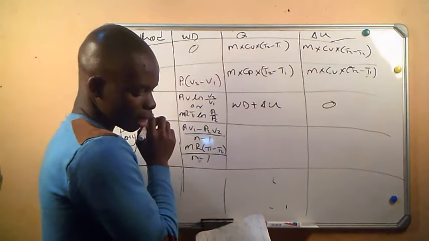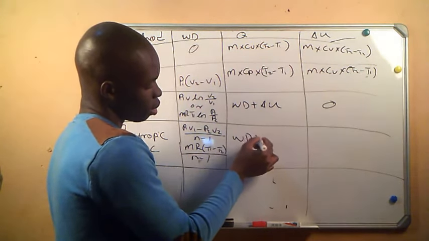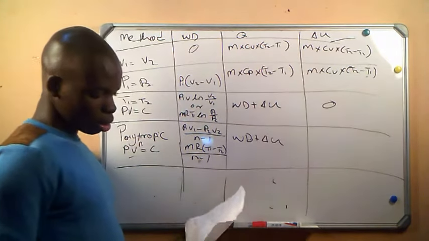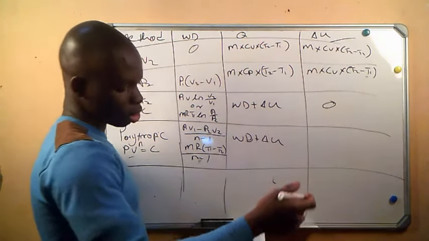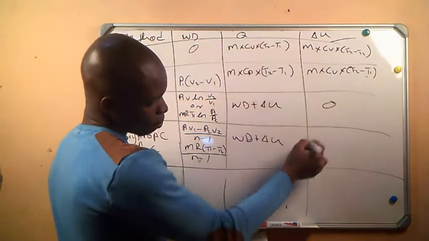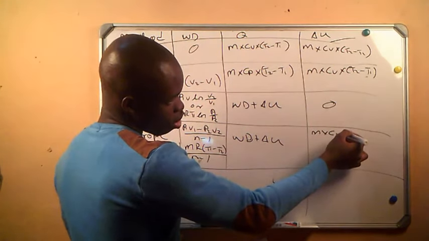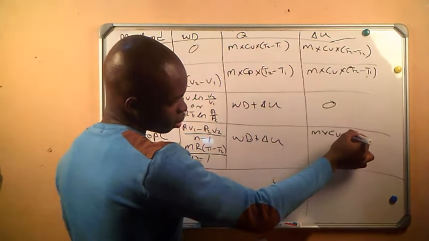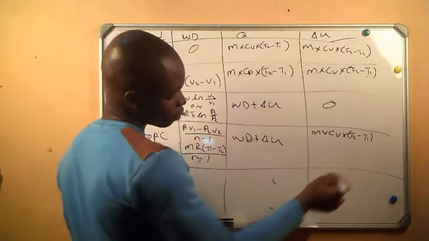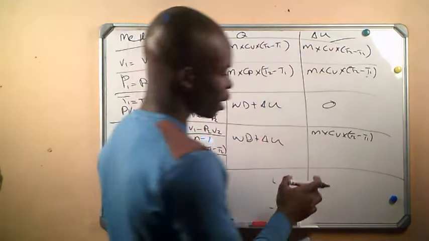Then our heat added or heat rejected will also be given by work done plus the change in internal energy. Here the change in internal energy will be given by m times Cv times change in T, T2 minus T1. So in this one we have additional formulas.